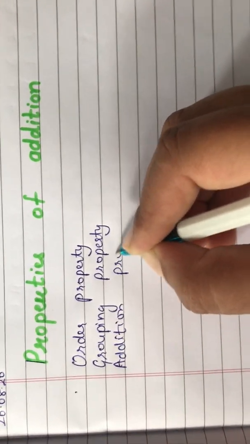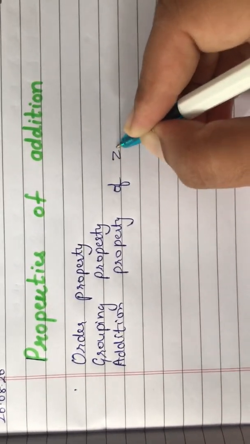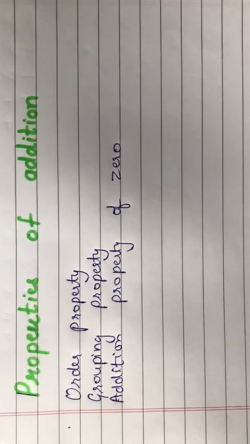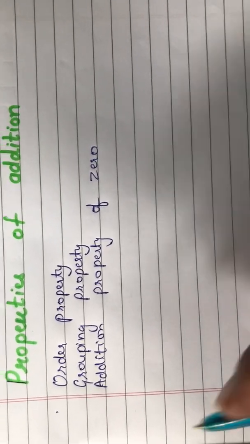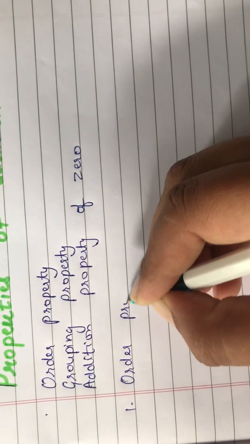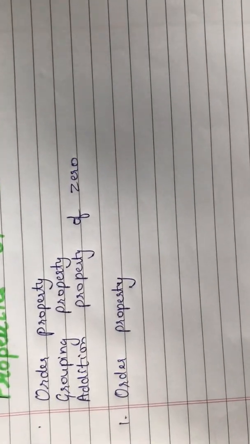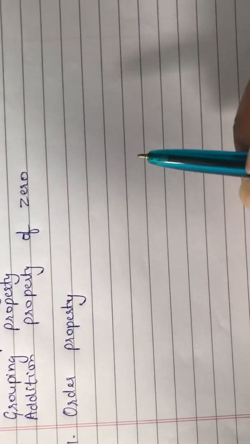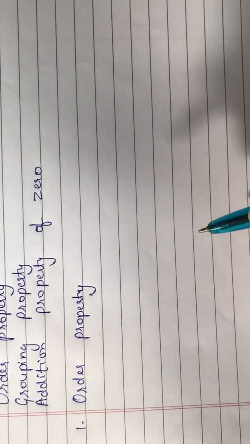Addition property of zero. Now let us look at them one by one. अब हम इनको एक एक करके समझेंगे. First property is order property. Let us look at the example to understand these properties. इन properties को समझने के लिए हम कुछ examples को अच्छे से समझने की कोशिश करेंगे.